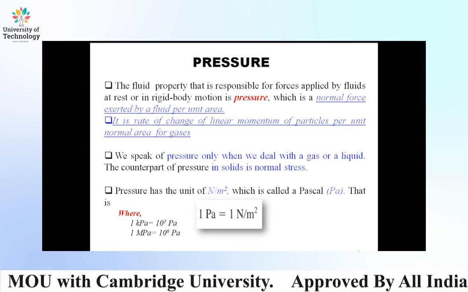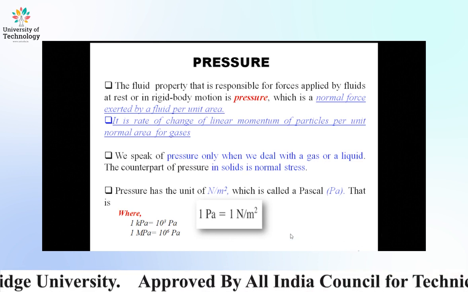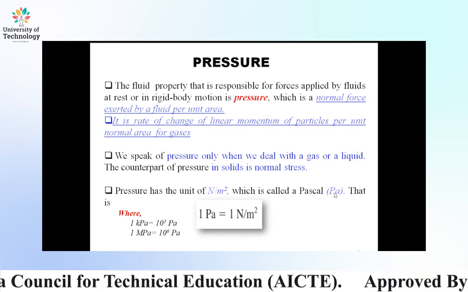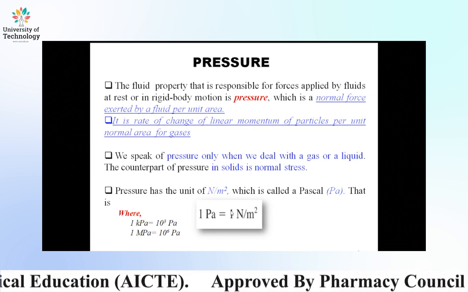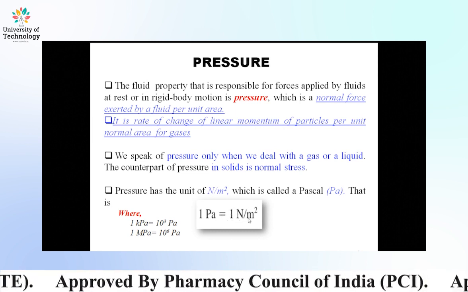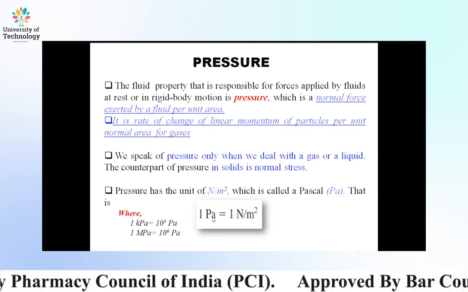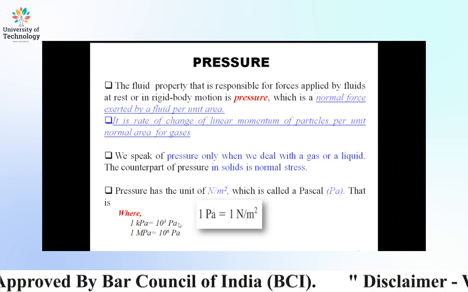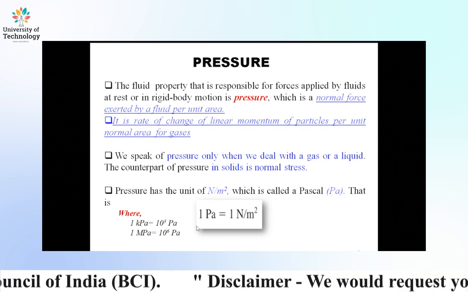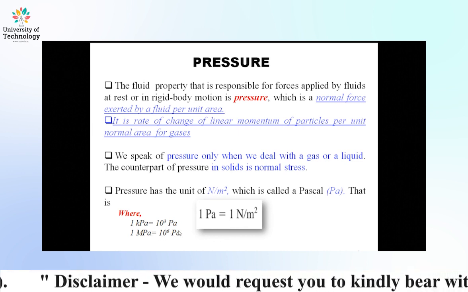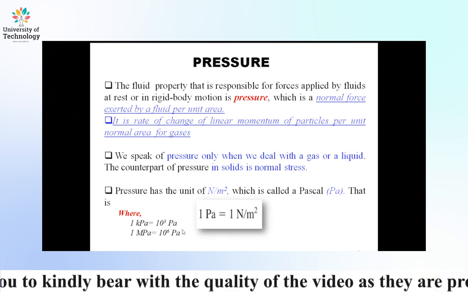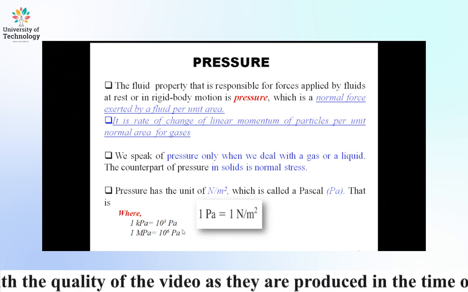Pressure has unit Newton per square meter, which is also called Pascal. 1 Pascal is equal to 1 Newton per square meter. 1 kilopascal equals 1000 Pascal or 1000 Newton per square meter. 1 megapascal is equal to 10 to the power 6 Pascal, or equal to 10 to the power 3 kilopascal, or equal to 10 to the power 6 Newton per square meter.